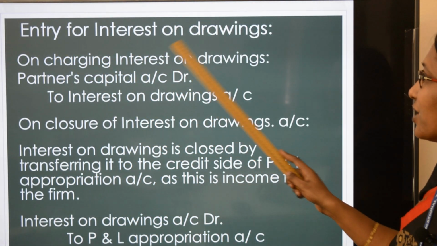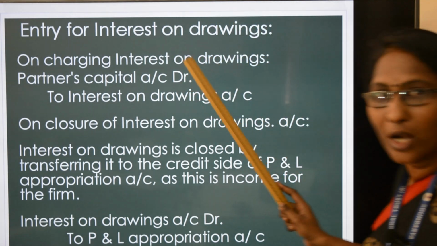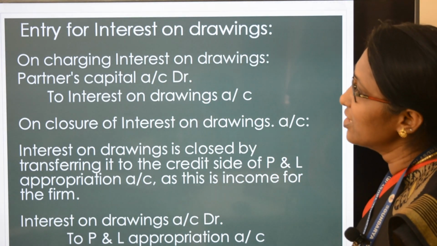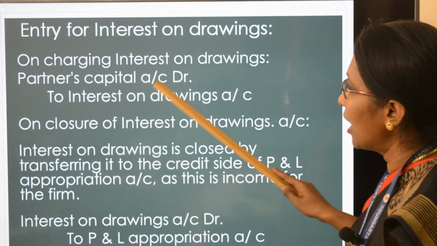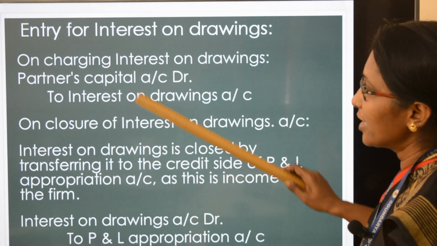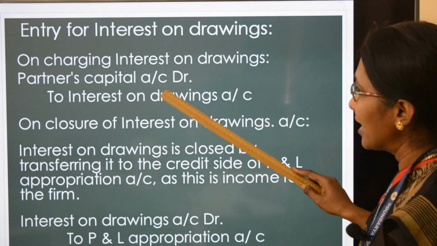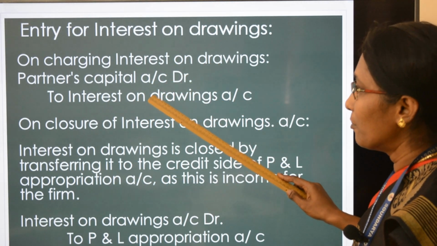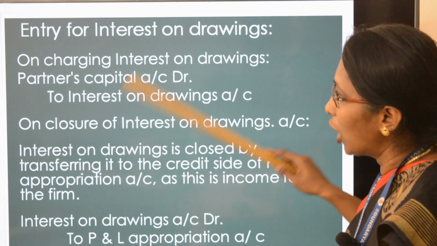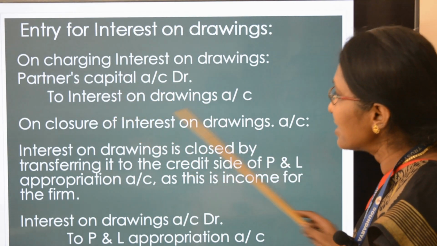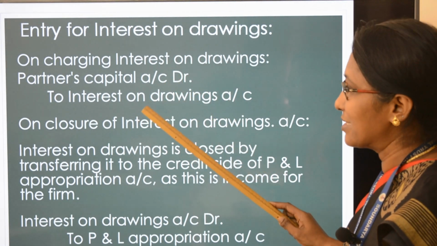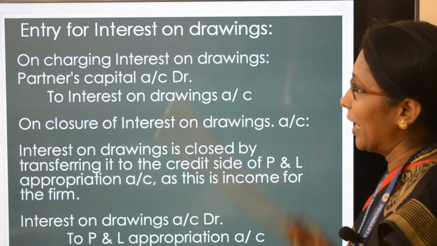Entry for interest on drawings. This is about interest on drawings. On charging interest on drawings, what is the journal? Partners capital account debtor to interest on drawings account. See here, interest on drawings is an expense to the partner, but it is an income to the firm. So if I prepare partners capital account or partners current account, this interest on drawings I write in where? Debit side, because it is an expense to the partner.